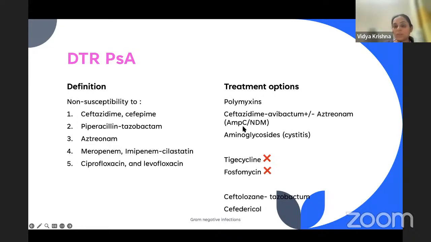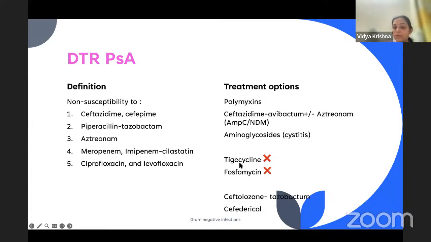Ceftazidime-avibactam plus aztreonam, as I said, most of the times doesn't work in India because there are other resistance mechanisms. As I said, it's not just NDM, it can be a porin or efflux pumps, aminoglycoside. So very limited options. Luckily, this is not a big problem in India. Maybe once in a year we see something like this. So it's okay, we get away with it.